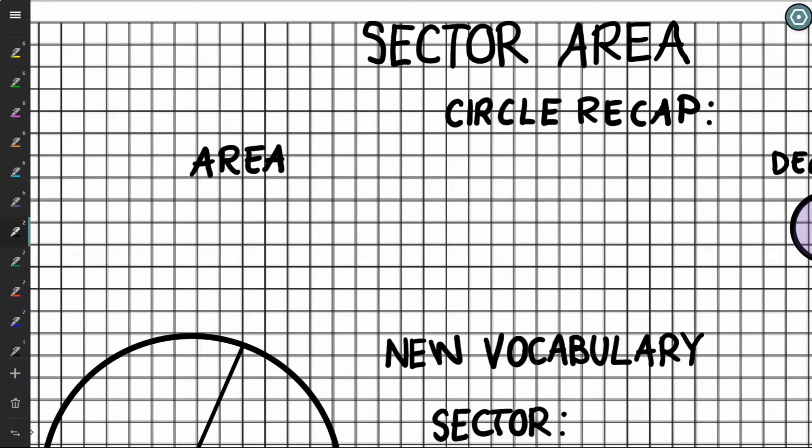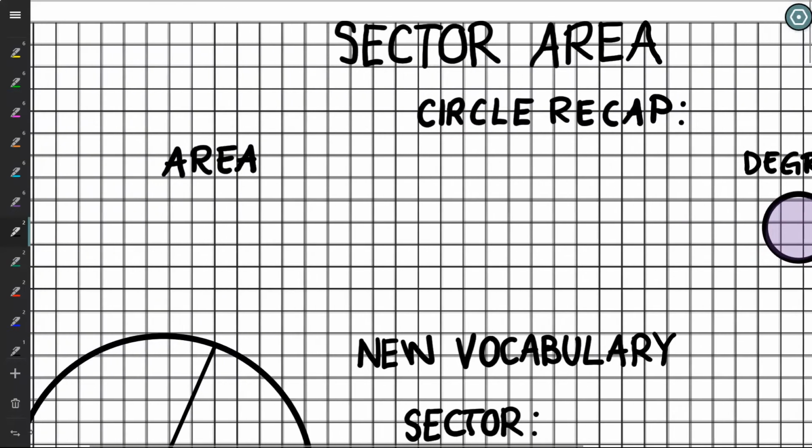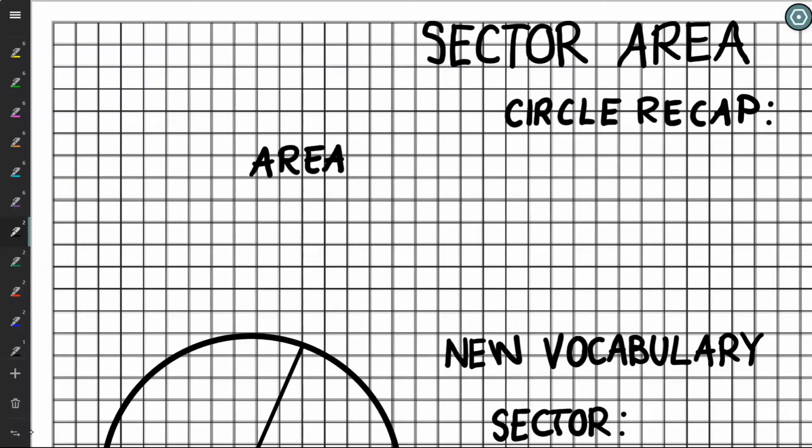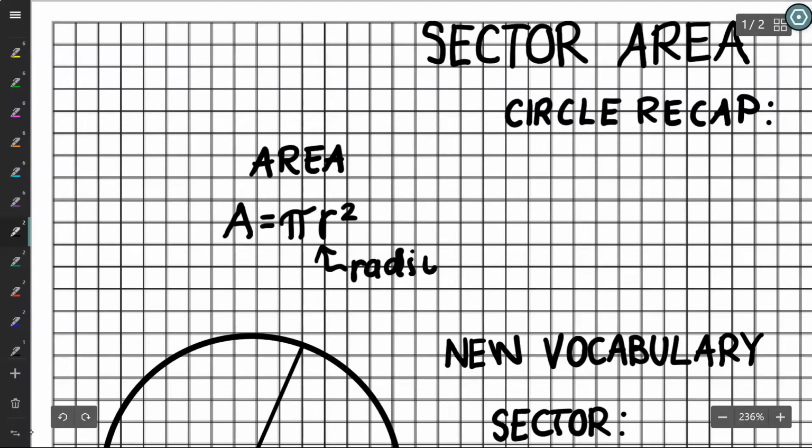Now before we get started on what a sector is and how we find sector area, we're going to do a really quick recap on circles. Specifically, we need to know about the area and about the degree measures of a circle. So we're going to start with area. So area of a circle, I'm going to write that as A. We find by multiplying pi times r squared, and here our r is the radius of the circle, which is measured from the center of the circle out to the edge of the circle.